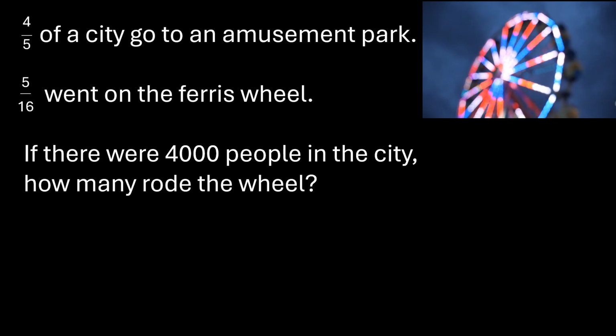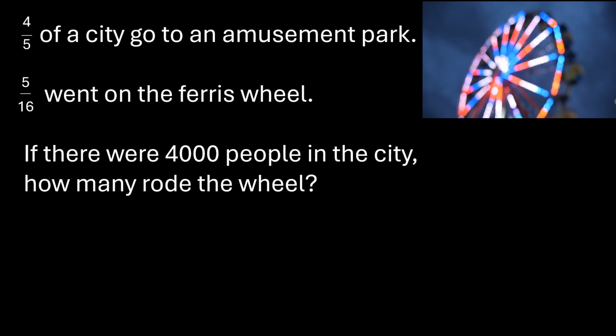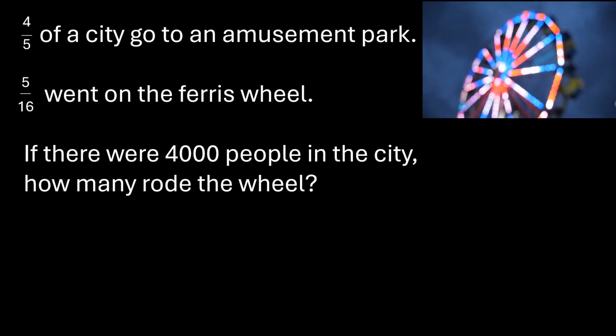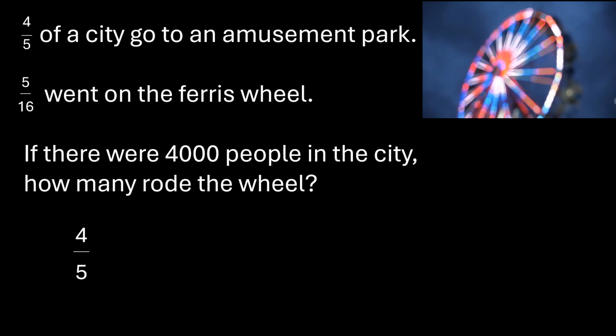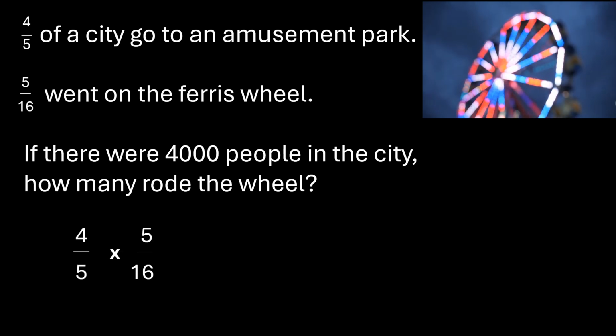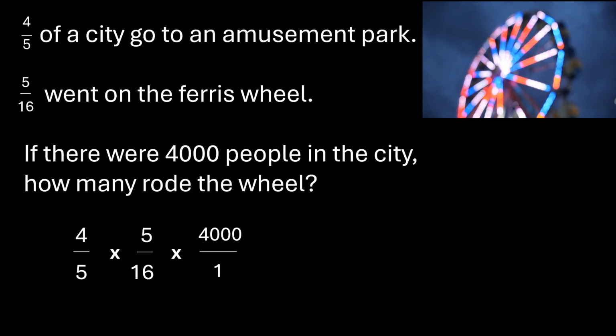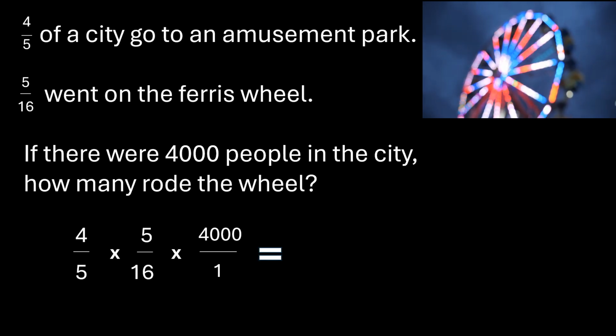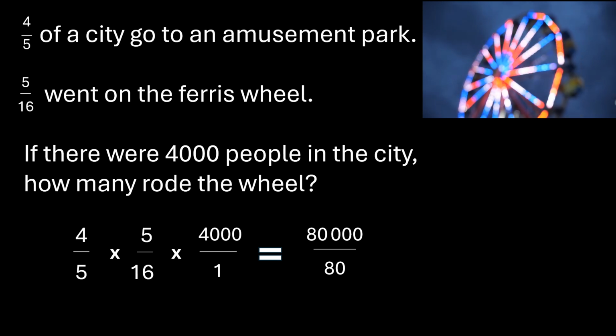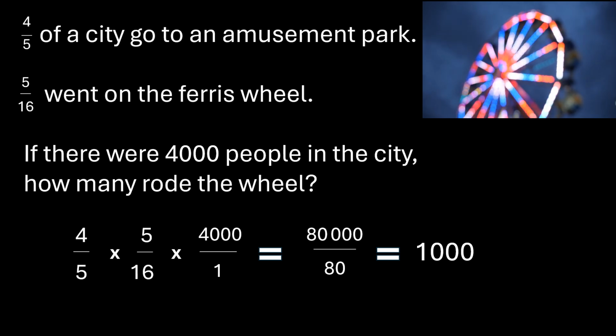4/5 of a city go to an amusement park. 5/16 of them went on the Ferris wheel. If there were 4,000 people in the city, how many rode the wheel? So here we'll take our 4/5 and multiply by 5/16, and then multiply by 4,000. Across the top, 4 times 5 times 4,000 will give us 80,000. 5 times 16 times 1 is 80. So 1,000 people rode the wheel.